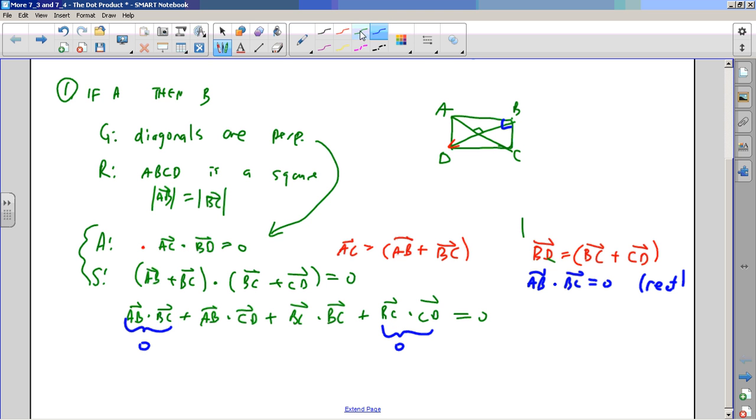And so what have I got left here? Well, I see that I've got right there BC dot BC. BC dot BC is just BC squared. That's gone. This is equal to, and what do we have here? We have AB dot CD. Well, notice that CD is just negative AB.